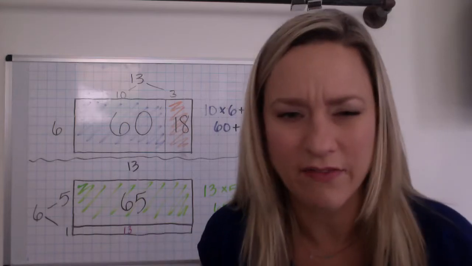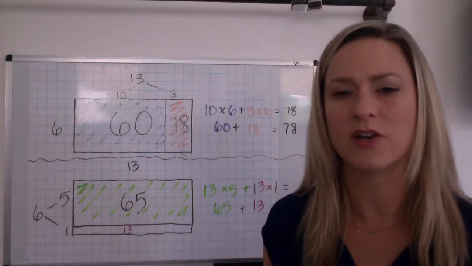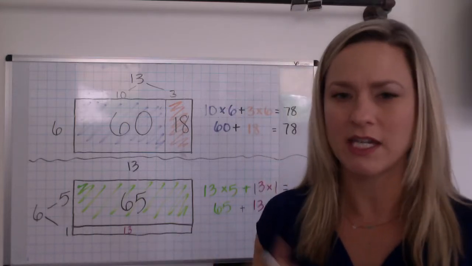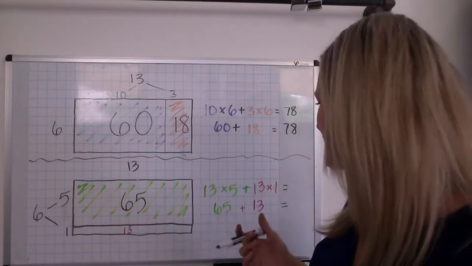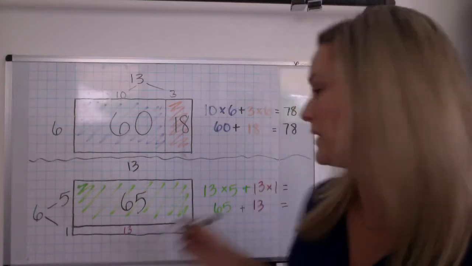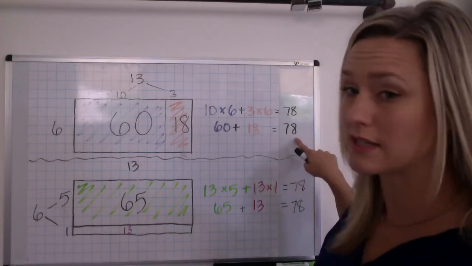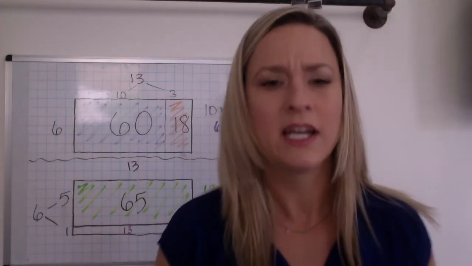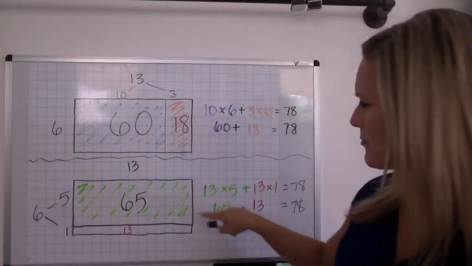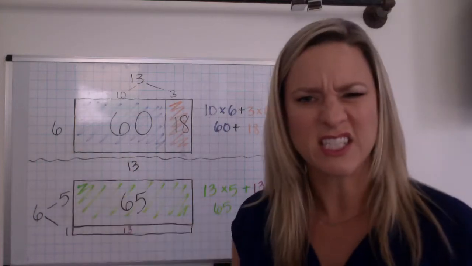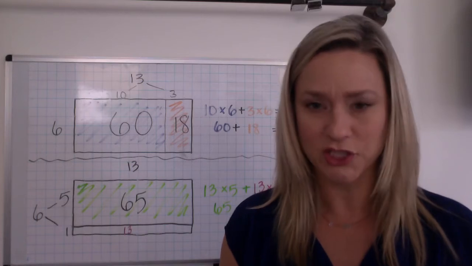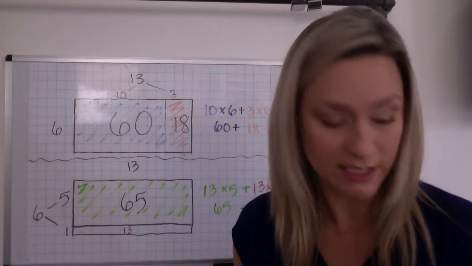Okay, so 65 plus 13. Well, I know 60 plus 10 is 70, and 5 plus 3 is 8. So my answer there would be 78. So we got the same answer as last time, so that's a good sign, right? Now, I broke up one of the factors each time I did this, right? So I actually used a property.